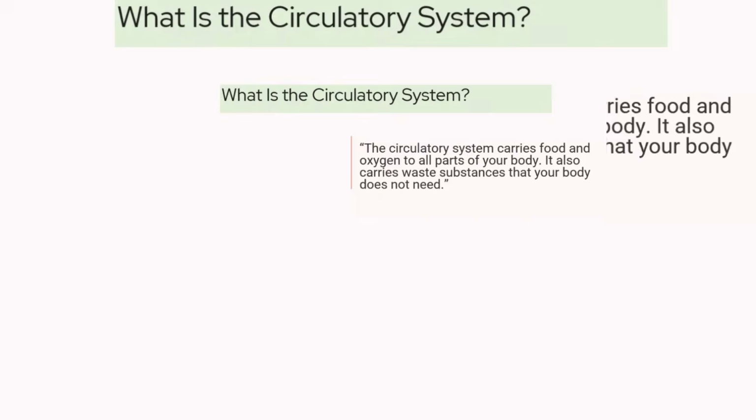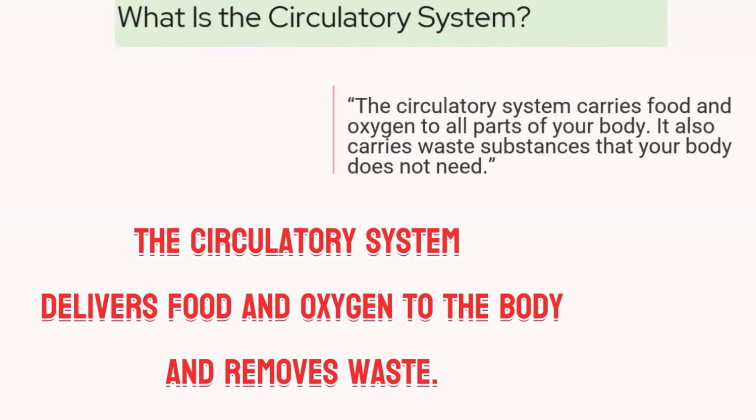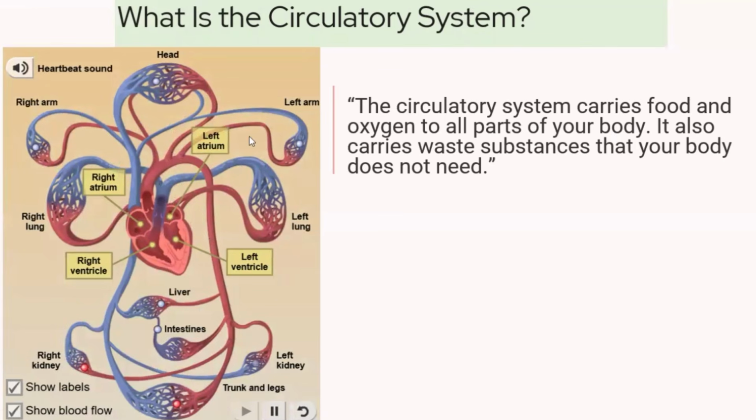The circulatory system carries food and oxygen to all parts of your body. It also carries waste substances that your body does not need. So let's break it down. The circulatory system carries food and oxygen. So it is what delivers oxygen and the food, to what? To your body. So your body needs food, your body needs oxygen.